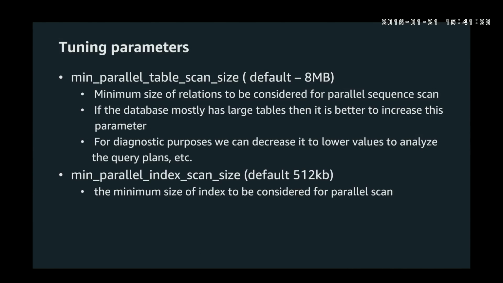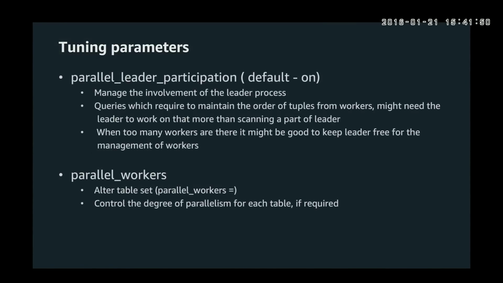These two parameters determine whether it will consider a table or an index to be used as part of a parallel query. The default is 8 MB for min parallel table scan size. So if any table in the query is less than 8 megabytes, then it will decide not to use parallel query with it. And the min parallel index scan size defaults to 512 KB, and anything lesser than that does not become a candidate for parallel query. And these are all parameters you can tweak to influence the way the optimizer picks the execution plan.